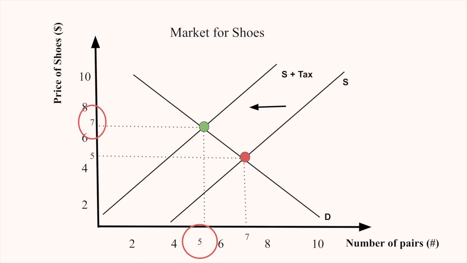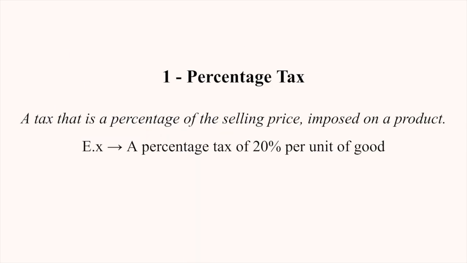Now, the second type of indirect tax is a percentage tax, which is a tax that is a percentage of the selling price imposed on a product. So, an example of this, if we're again buying a good for $10 and our percentage tax is 20% per unit of good, the extra value that you would have to pay over and above the market price is $2. But if you were buying 2 units of good and you were paying $20, your new tax value would be $4 extra. Let's illustrate this on a graph.